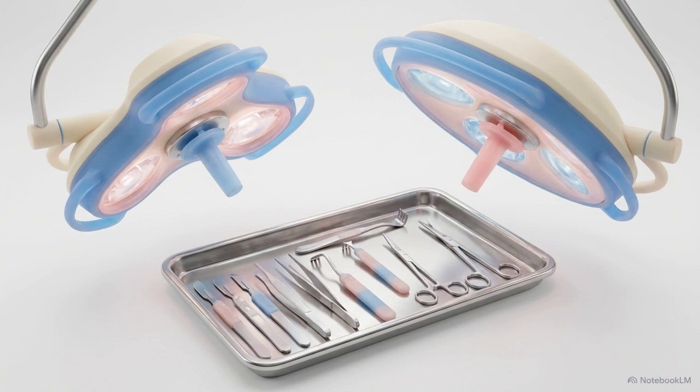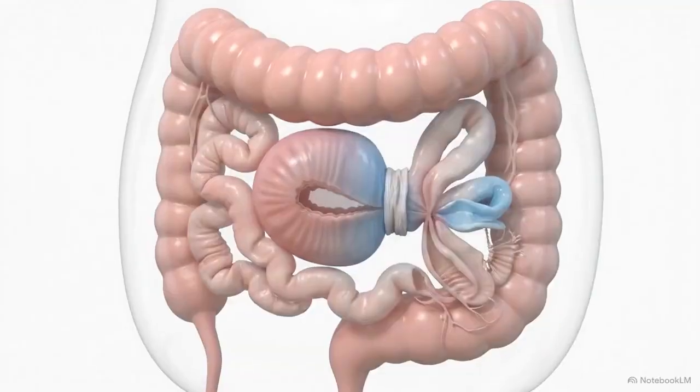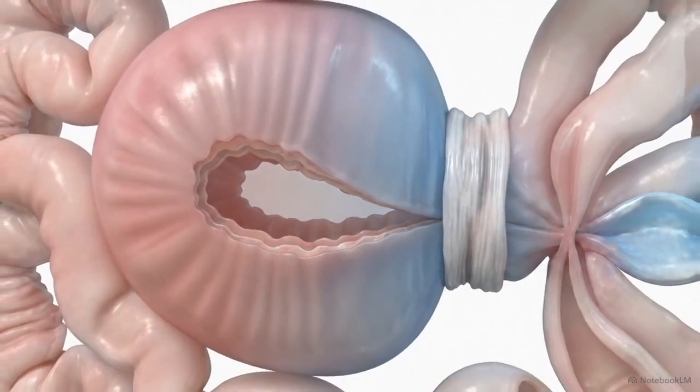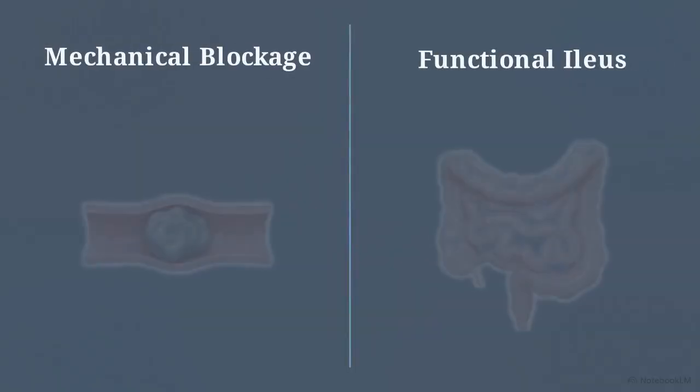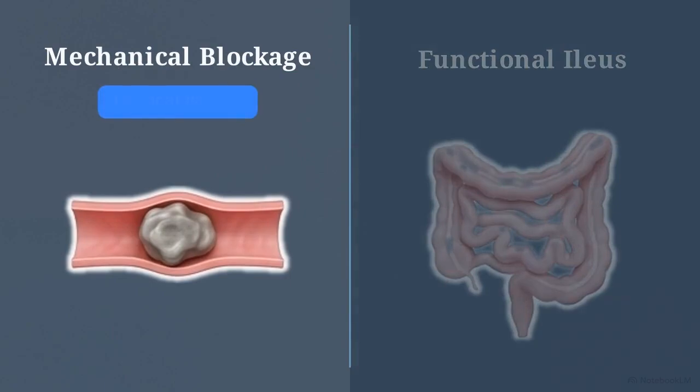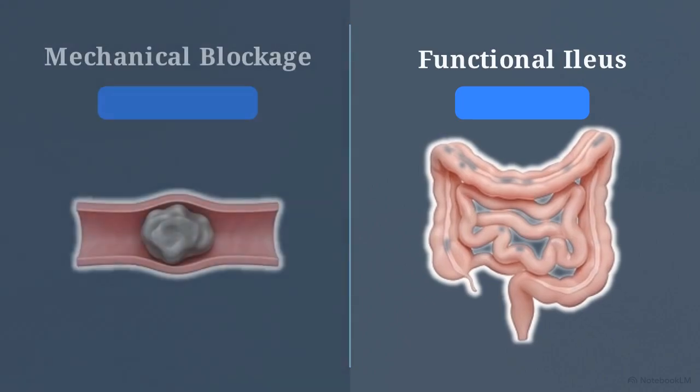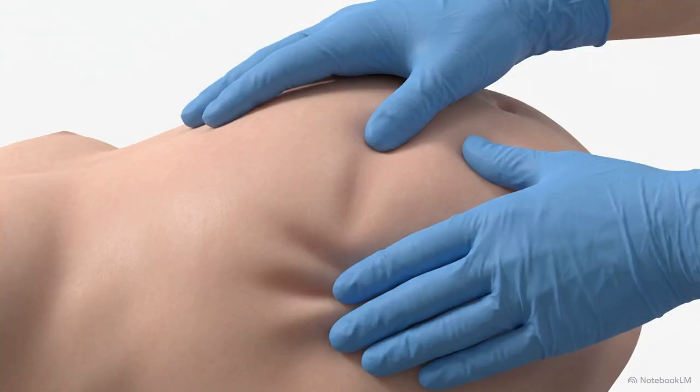Intestinal obstruction remains one of the most common surgical emergencies globally. In this 3D rendering, we can clearly see a section of dilated bowel pulsing against a mechanical stricture. The immediate clinical priority is distinguishing a true mechanical blockage, where a physical barrier stops flow, from an adynamic or functional ileus. While making that distinction, clinicians must check for signs of strangulation or bowel ischemia.